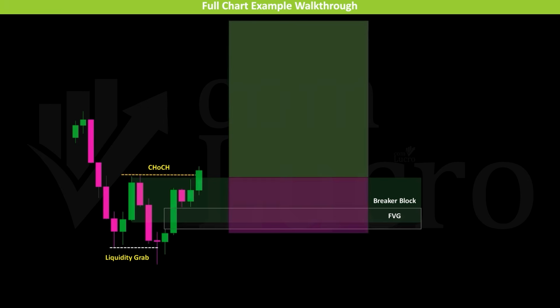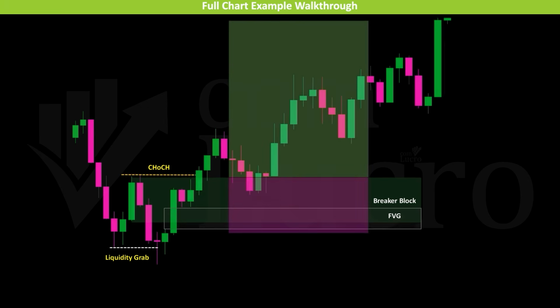For this reason, the entry should be placed at the highest point of the breaker block, with a stop loss positioned a few pips below the fair value gap. When planning the execution, there are two main options. The first is a single time frame entry taken directly from the current chart. The second is a more conservative approach that waits for additional confirmation. This could include looking for multiple reversal signals, such as a change of character forming on lower time frames inside the breaker block that was identified on the higher time frame.